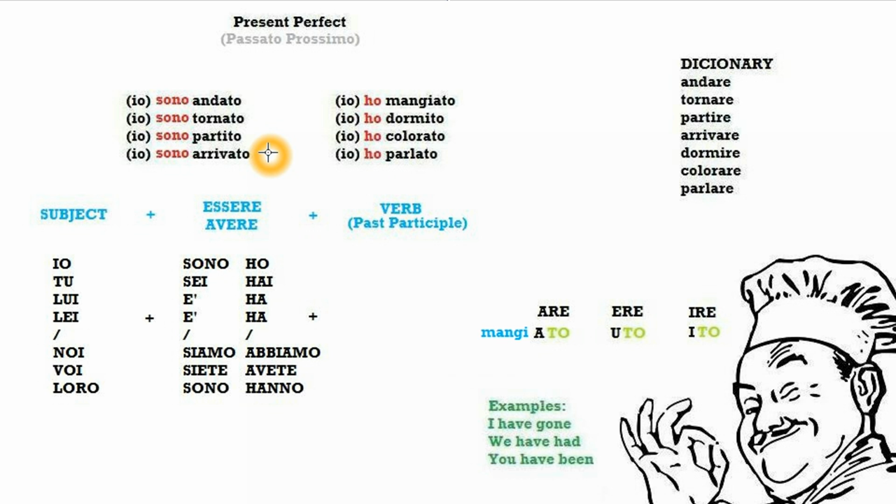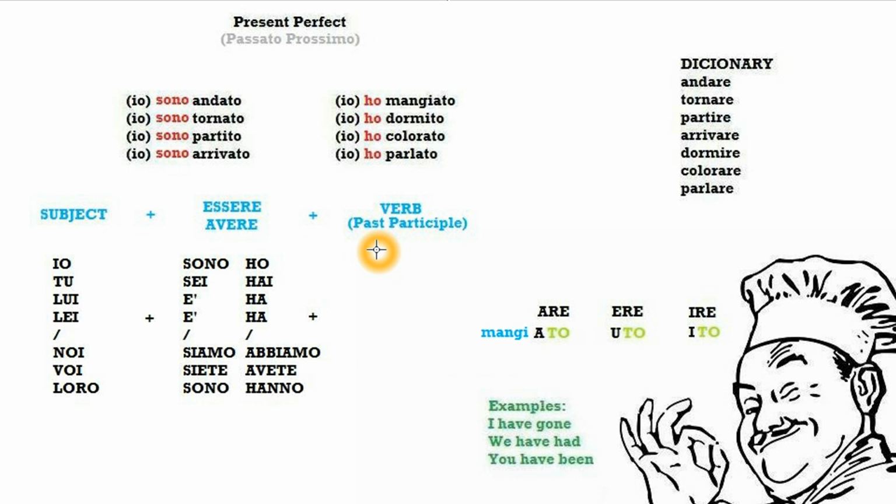If it's a normal verb, like to sleep, dormire, colorare, to color, parlare, to speak, mangiare, to eat, if it's any other verb, then you have no problem. So you have your subject, the verb to have, conjugated in the present tense, and the verb that you need in present perfect in its past participle form.